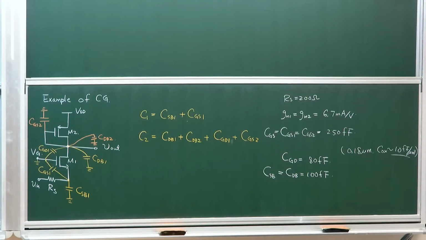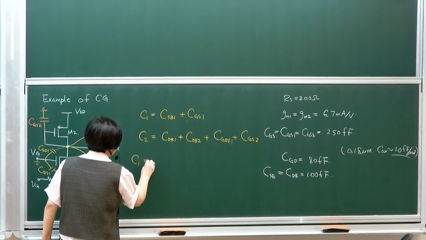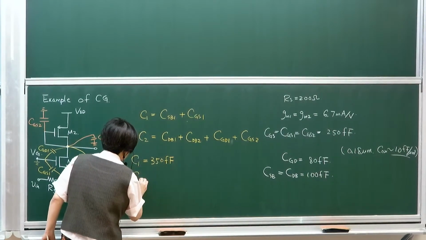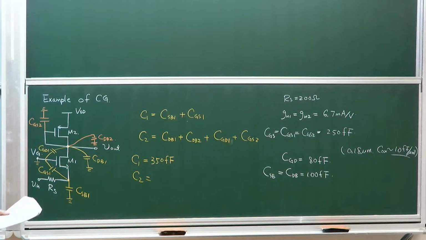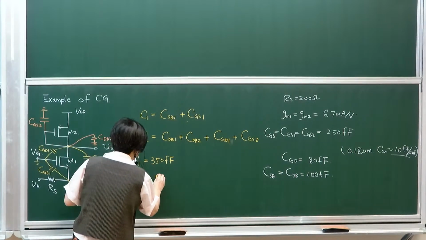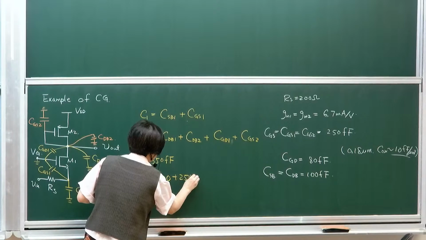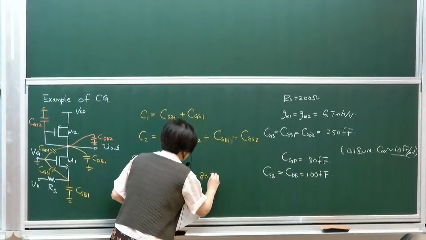So my C1, this is 100 plus 250, that's 350 femtofarad. For C2, there's two junction capacitances, therefore it's 200 plus 250 plus 80. That's 530.